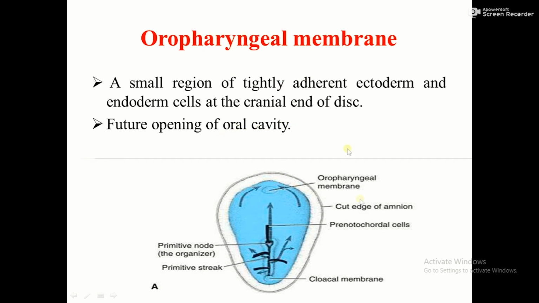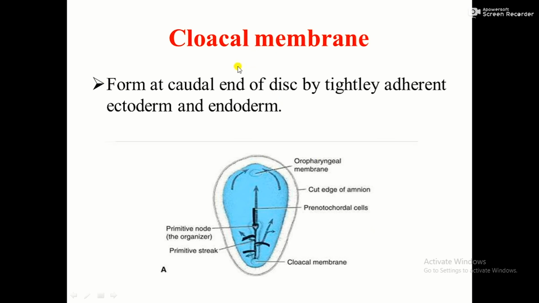So what is the origin of the oral cavity? It is the oropharyngeal membrane. We come to the last thing, the cloacal membrane. This is also formed by tight adherence of the ectoderm and endoderm, like in the cranial end, because it is also an opening. This cloacal membrane will form the anus opening in the future. So as you saw, the upper opening and the lower opening have almost the same origin.